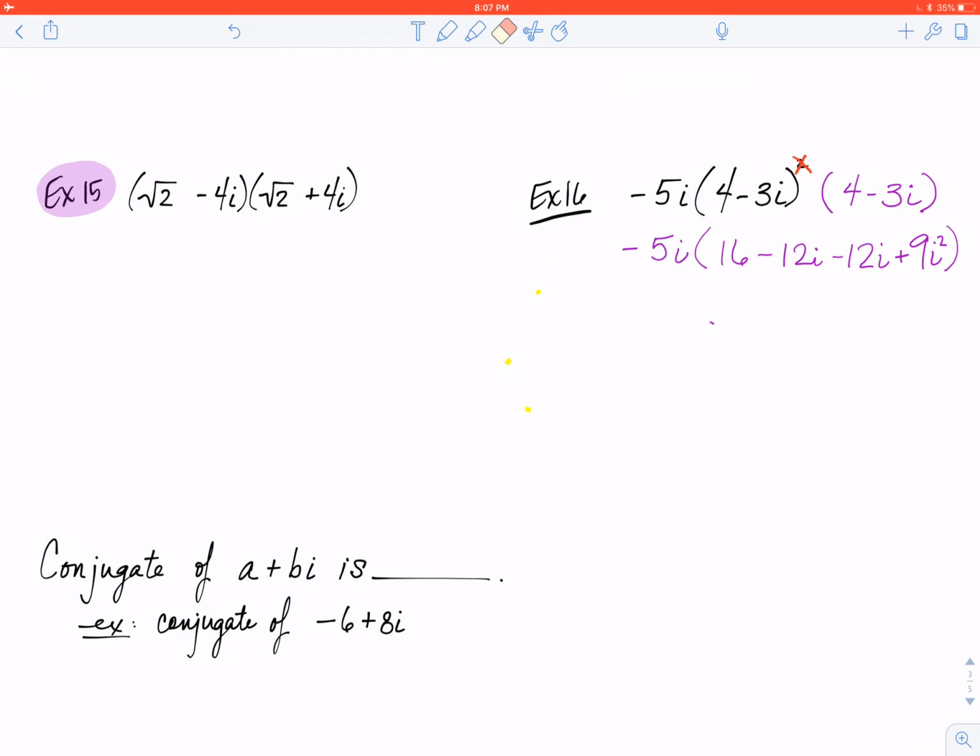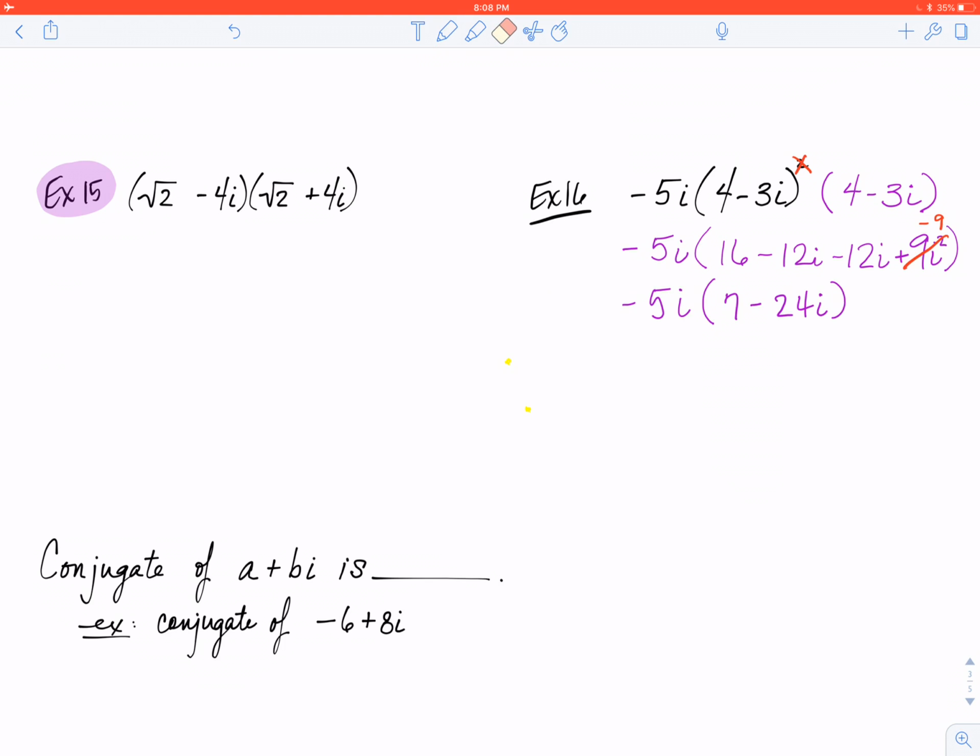Let's clean that up first of all. So let's take that positive 9i squared. Remember that i squared is negative 1, so this is going to turn into a minus 9. So we can combine like terms. The two in the middle, the 12 i's, can be combined, and the 16 and the 9 can also be combined. So when we combine our like terms, we'll have negative 5i times 7 minus 24i.